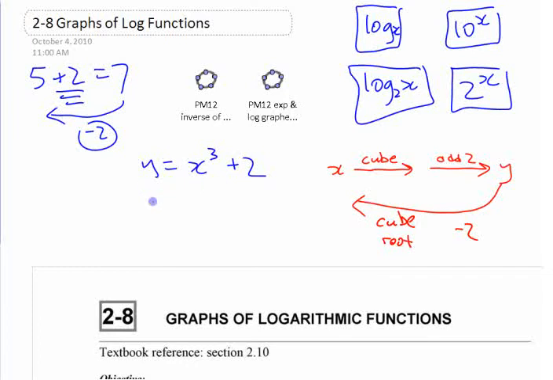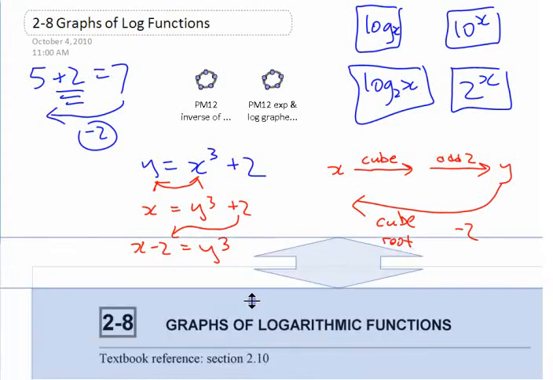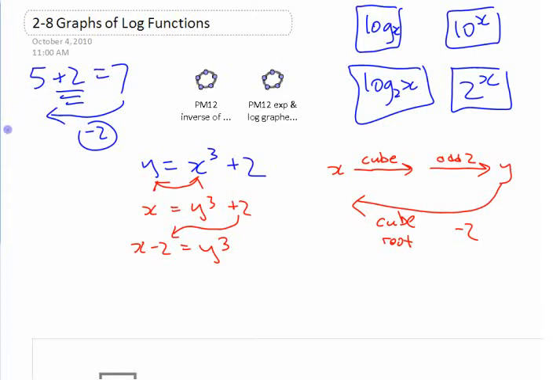You've probably learned in grade 11 that you could do this by switching the x and the y, and then solving for y. Does that sound in any way familiar? Switching x and y, making it x equals y cubed plus 2, and then solving. Because when you move this over, it becomes minus 2. And then when you get rid of that cube, when you do the cube root of both sides, you get y as the cube root of this.